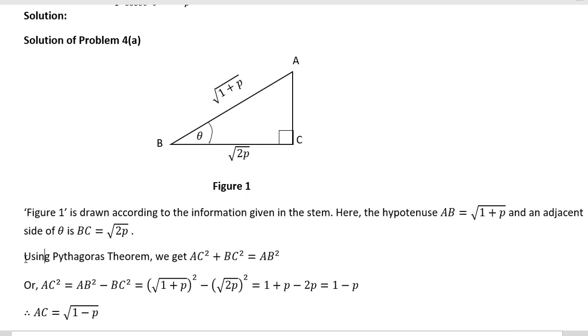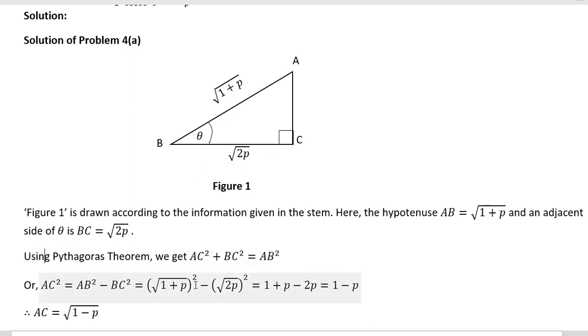So next, using the Pythagoras theorem, we get AC square plus BC square equal to AB square. We know that perpendicular square plus base square equal to hypotenuse square. Therefore, we are asked to find out the length of AC. So AC square equal to AB square minus BC square. So AB square, we put the value of AB.